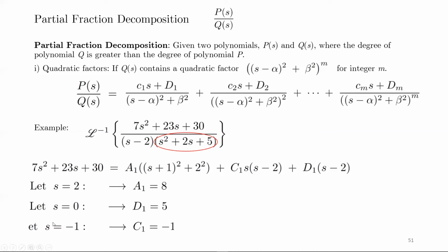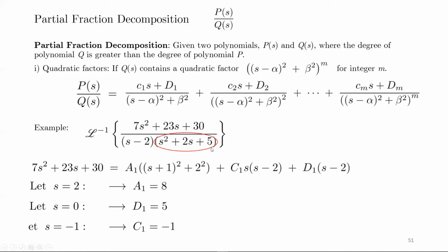And then finally I can let s equal negative 1. The a1 term here is going to be 0, but in fact we're going to get plus 4, so this term is not going to disappear, but we know that a1 is equal to 8, so it's not a big deal. S minus 1 minus 2 is minus 3, but we know that d1 is 5, so it's not a big deal. We can evaluate both sides of the equation to find c1 is equal to negative 1.